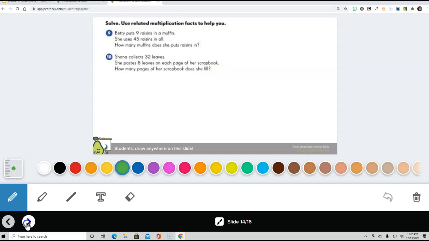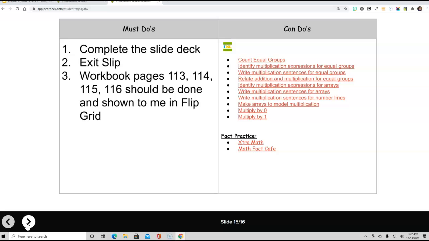These are some story problems. You have an exit slip, finishing the slide deck, of course, and then pages 113, 114, 115, and 116 in Flipgrid.